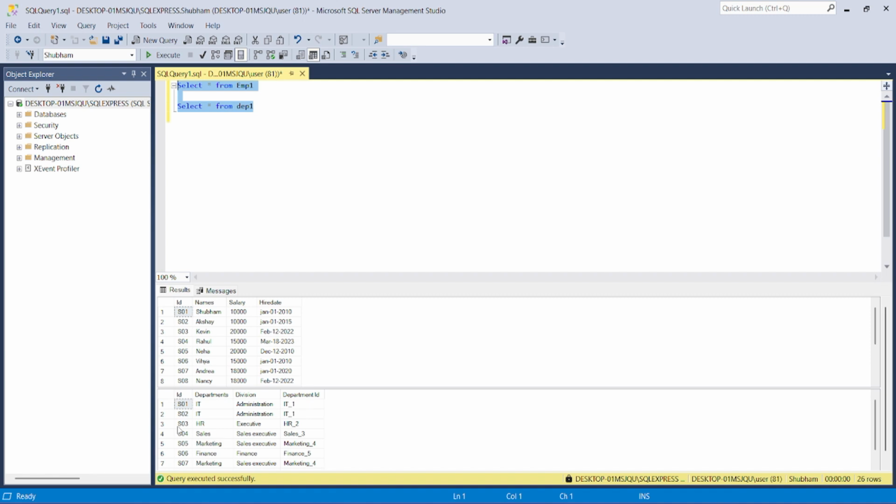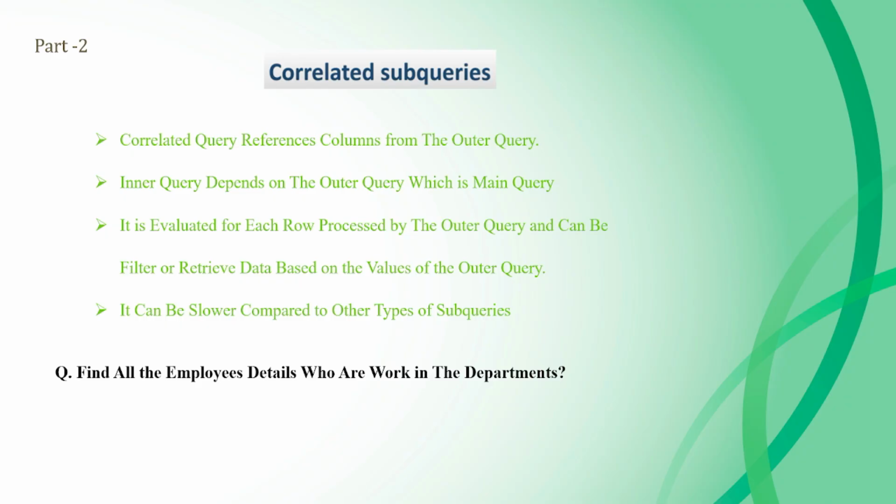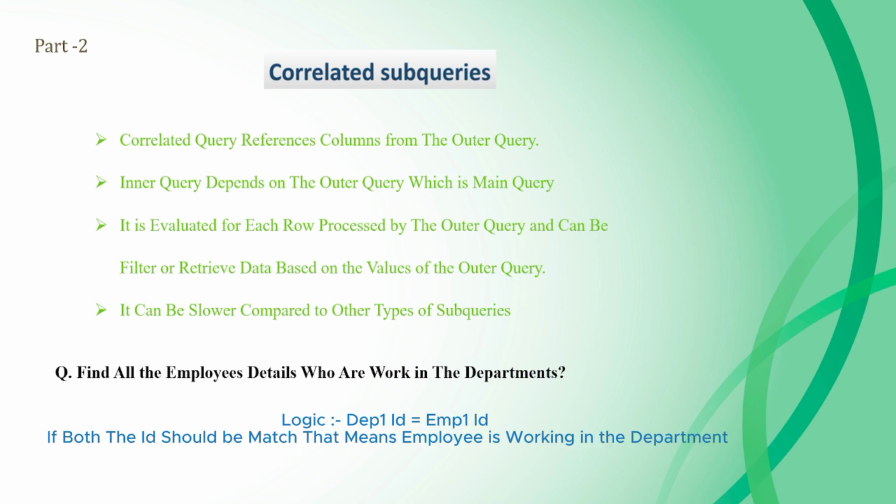Again, let's understand the problem statement. Our problem statement says we need to fetch all the employee details of those who are working in a department. The question is, how can we identify whether an employee is working in the department table or not? The logic is very simple. If the employee ID matches the employee ID in the department table, that means that employee is working in a department. So we need to apply the same logic in SSMS.